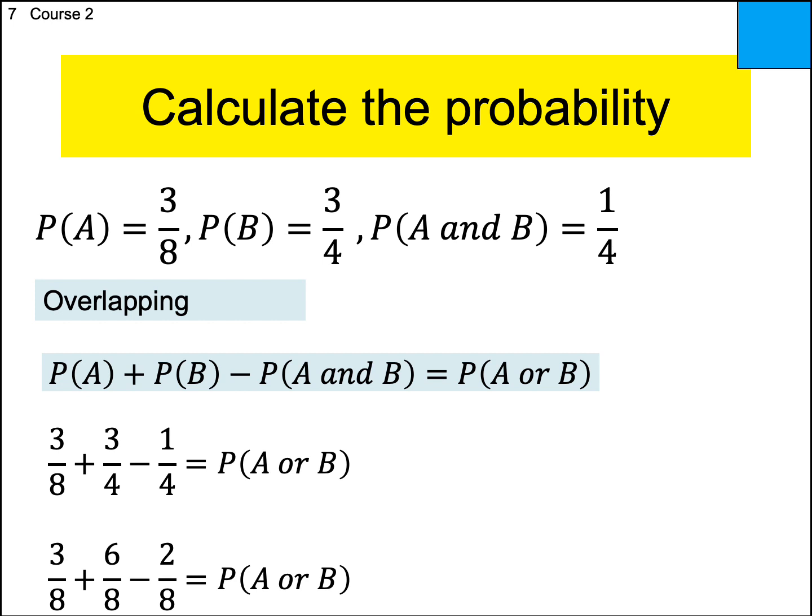Now we've got common denominators. Let's do the math. 3 plus 6 is 9. 9 minus 2 is 7, so we get 7/8. Woohoo, done.